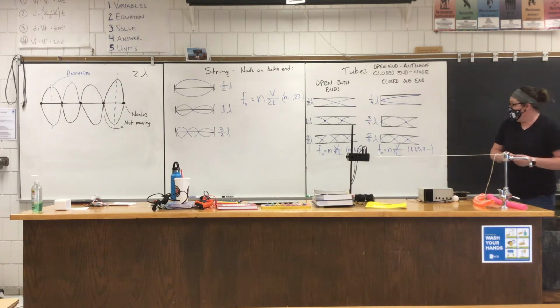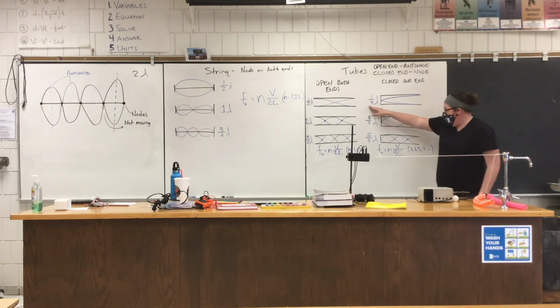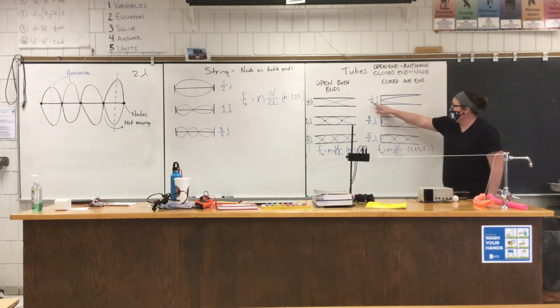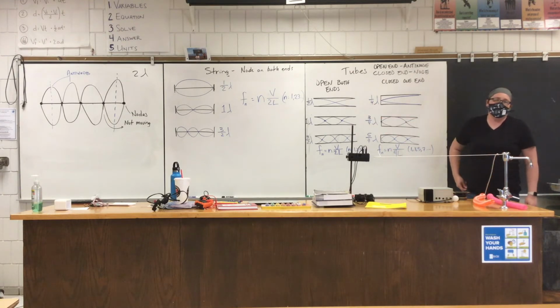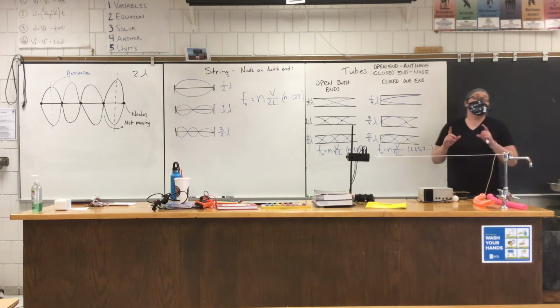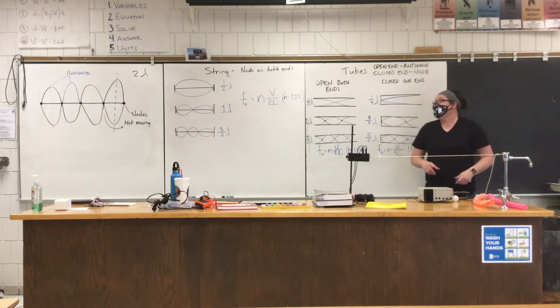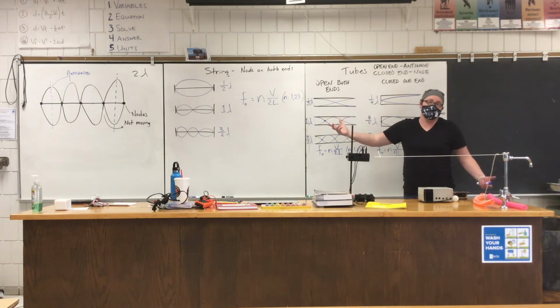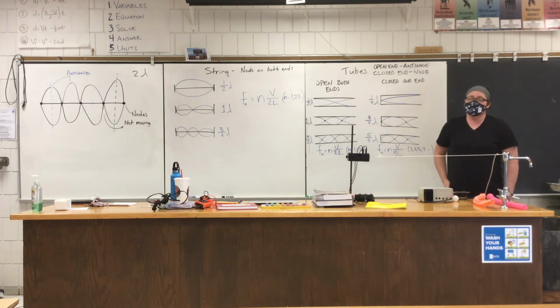So if n is 1, we've got 1/4 of our wavelength. N is 3, we've got 3/4. N is 5, 5/4. It still follows that same pattern. You can have a tube that is closed on both ends, but it behaves like the string does, so we don't really do much with that. Is it possible? Absolutely. Do we do much with it? No.